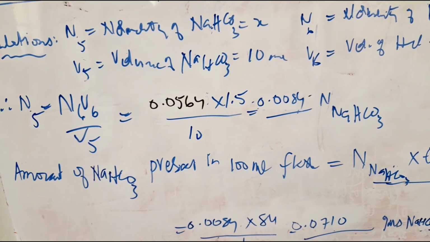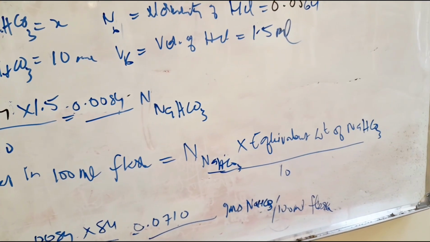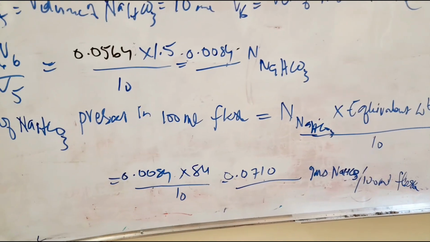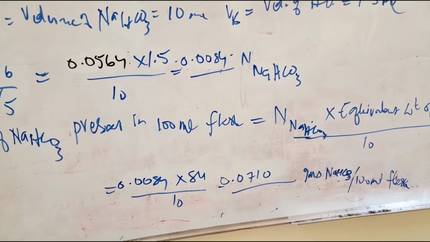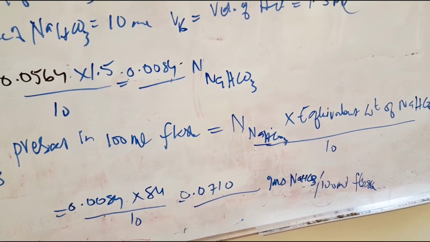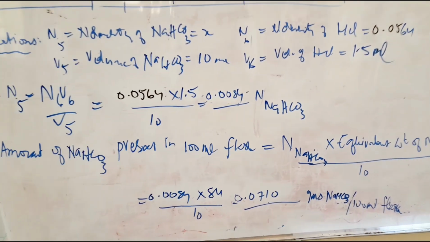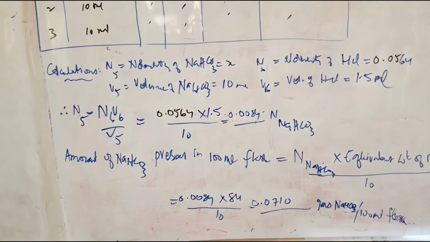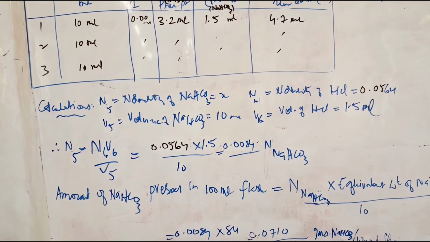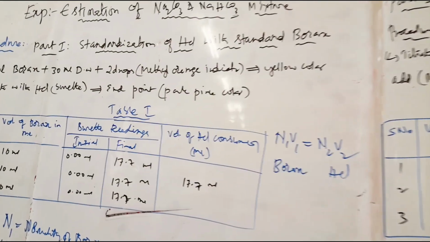Now the amount of sodium bicarbonate present in the 100 ml flask equals the normality of sodium bicarbonate into the equivalent weight of sodium bicarbonate by 10, that is 0.0084 into 84 by 10, which equals 0.0710 grams of sodium bicarbonate present in the given 100 ml flask. This is the estimation and calculation of the amount of sodium carbonate and sodium bicarbonate present in the given sample. Thank you.